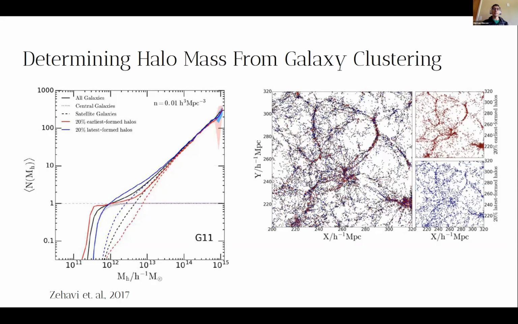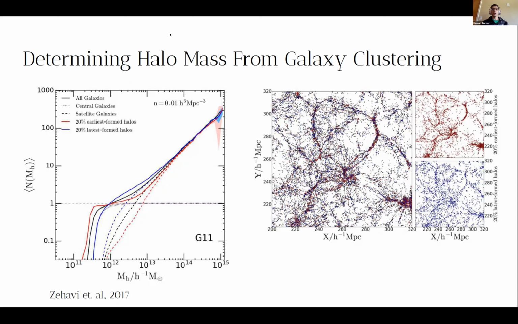So here the assembly bias parameter is halo formation time, but there are other ones as well, such as halo environment and halo concentration, that have similar effects on these halo occupation functions.